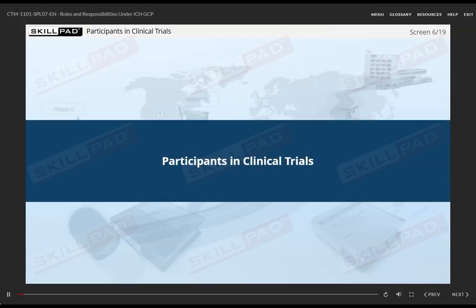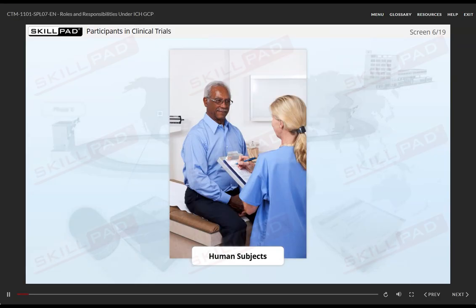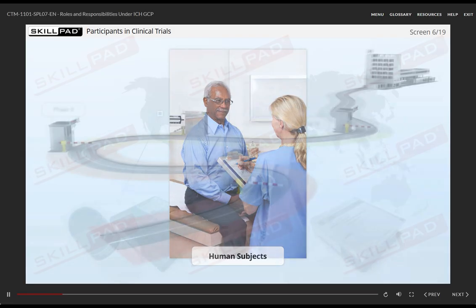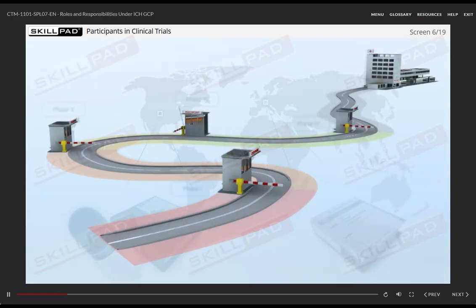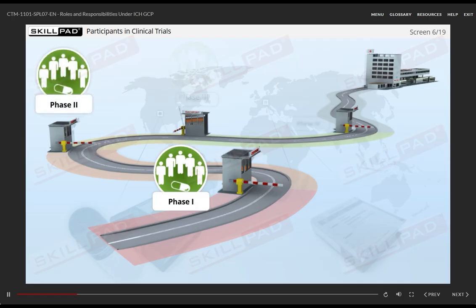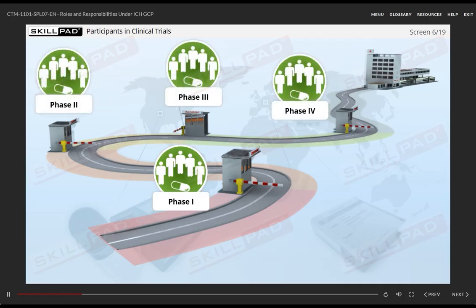Participants in clinical trials. Human subjects. Clinical trials are not possible without human participation. To fully evaluate the efficacy of a drug, it must be tested in patients who have the disease or condition of interest. It is clear, then, that any new drug that helps others owes its existence to the willingness of human subjects to take part in research studies.